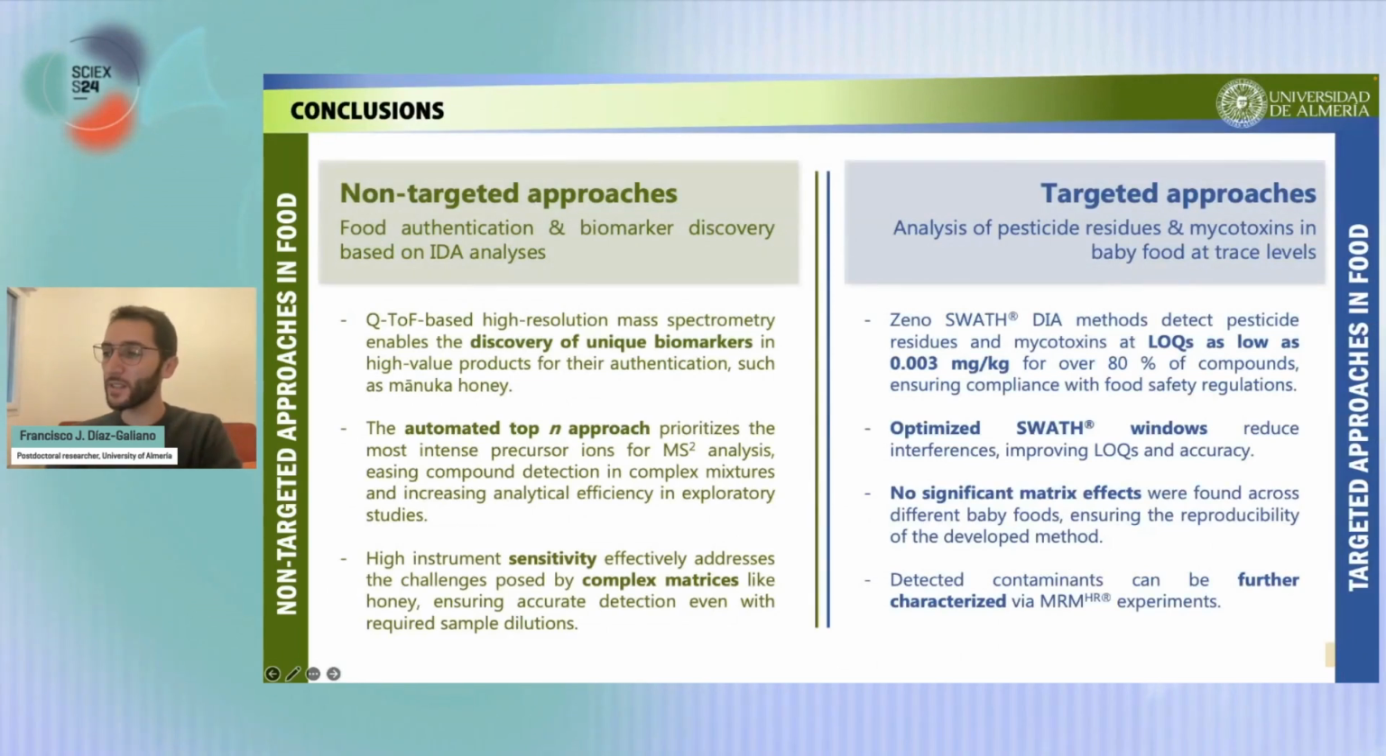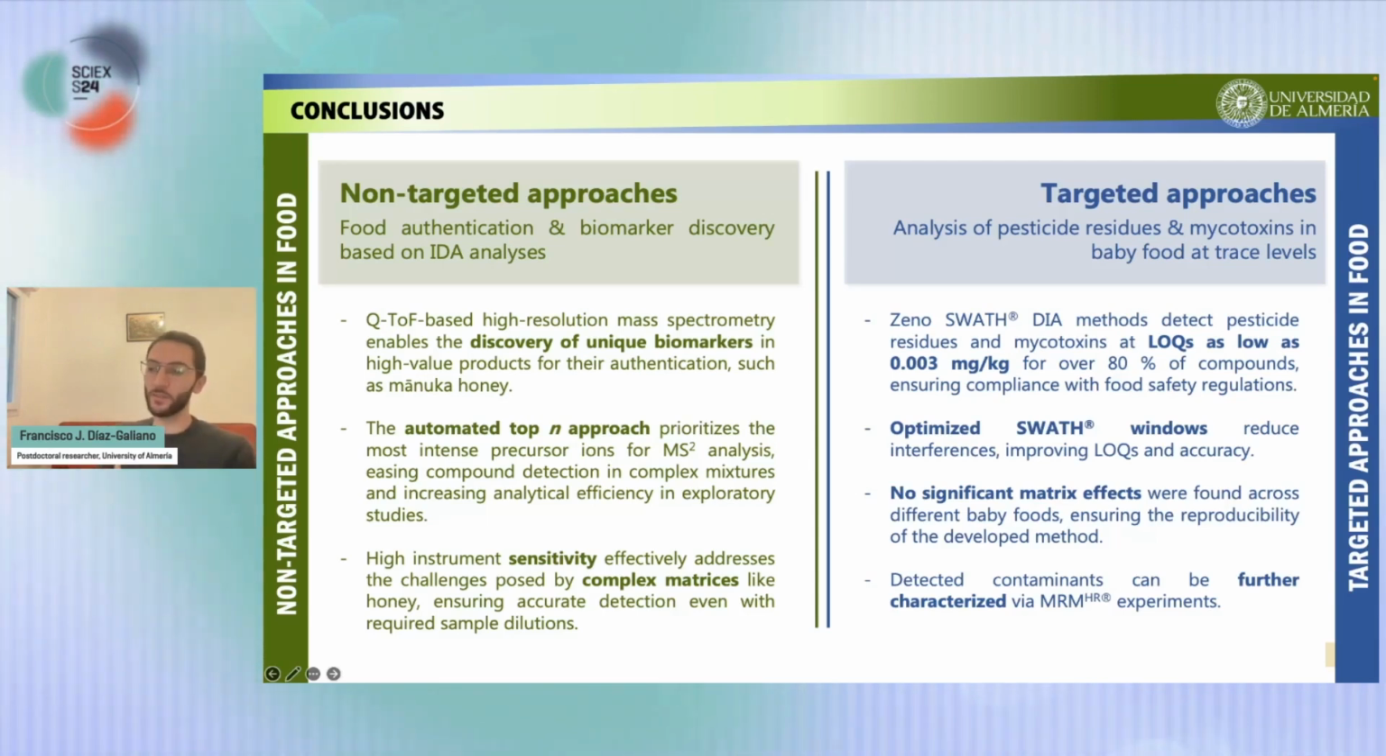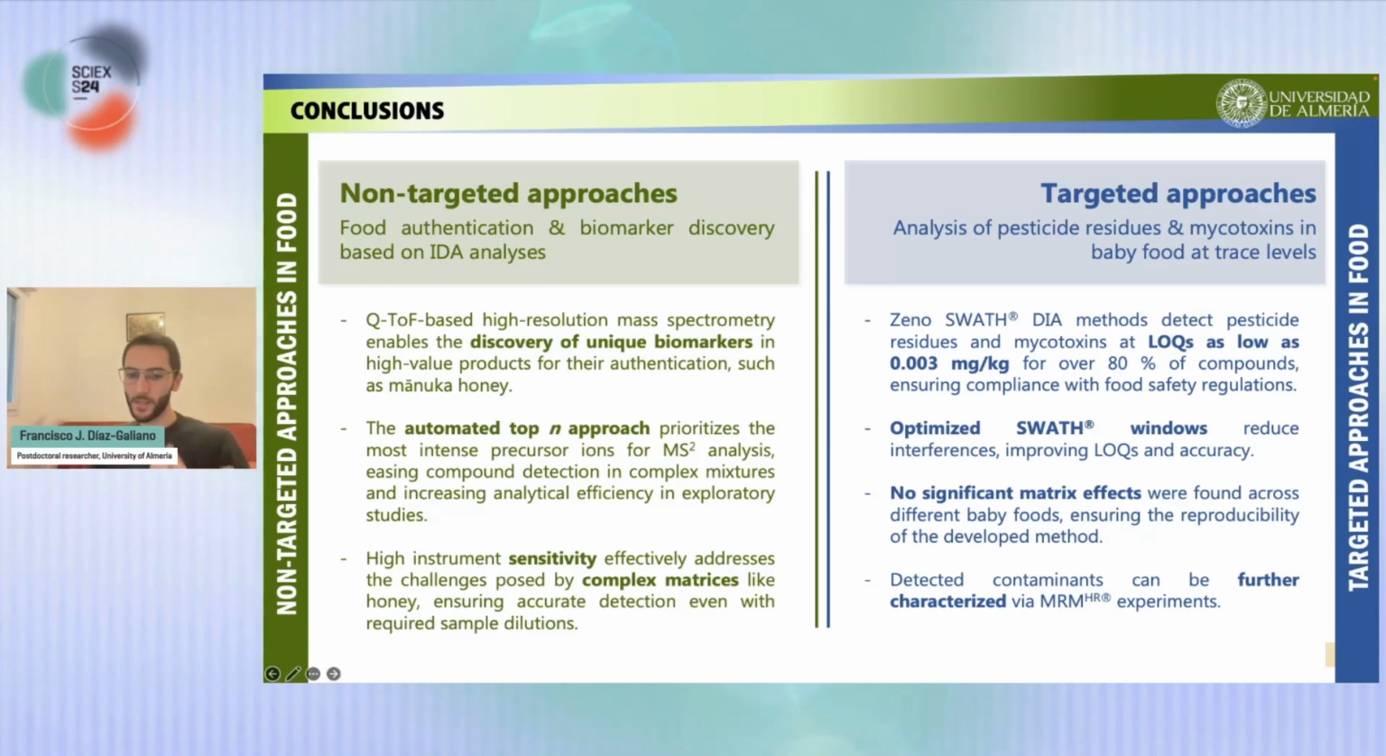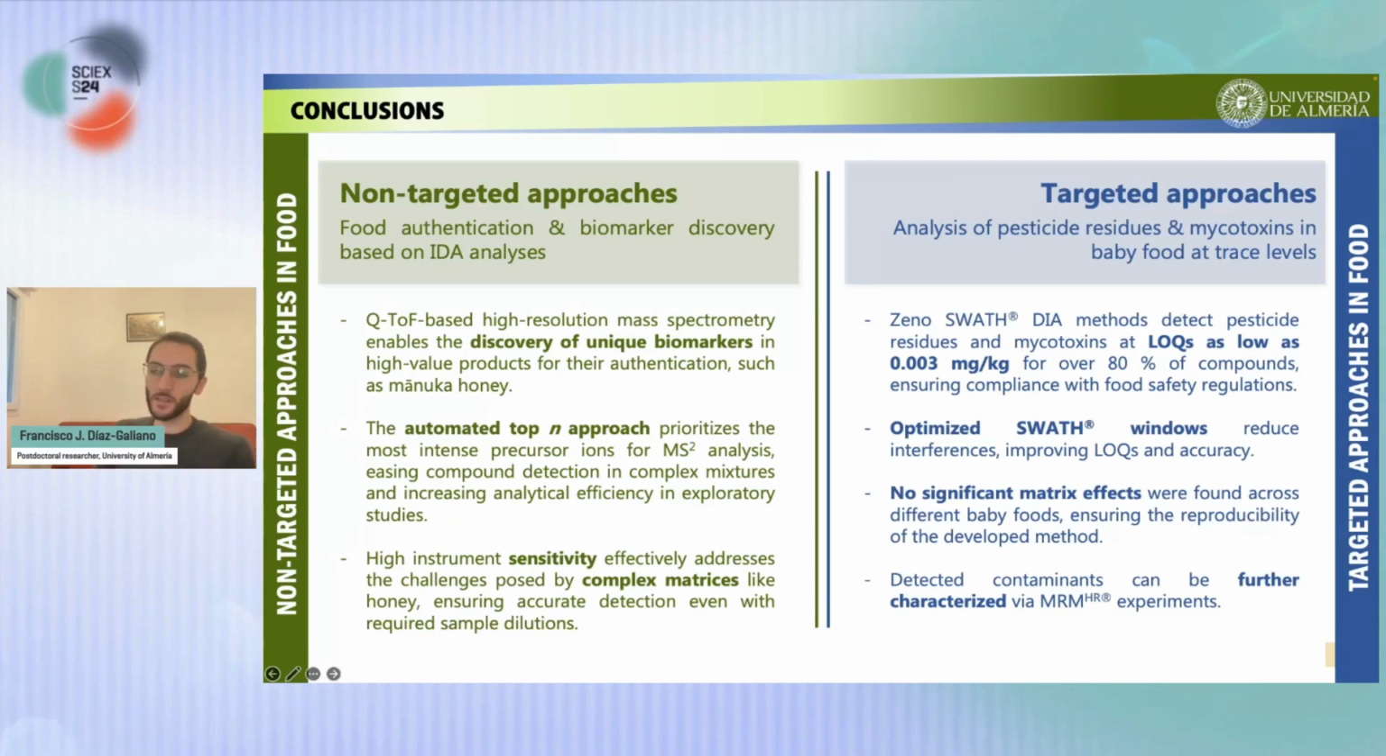And for the conclusions from the non-targeted approaches and targeted approaches. In terms of non-targeted approaches, food authentication and biomarker discovery, QTOF-based high-resolution mass spectrometry enables the discovery of unique biomarkers, as I showed here. So we ran our data, we checked some databases, we did some manual identification of the fragments, and thanks to this, we were able to identify 19 new markers of authenticity for Manuka honey. The automated top-10 approach, top 10 IDA in this case, was great at surveying the mass spectra, the samples to find features of interest.